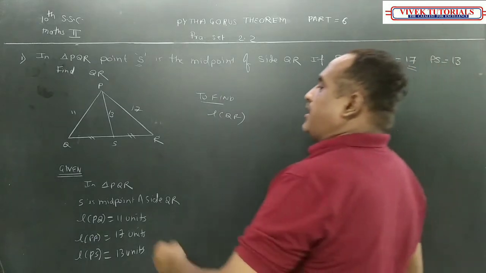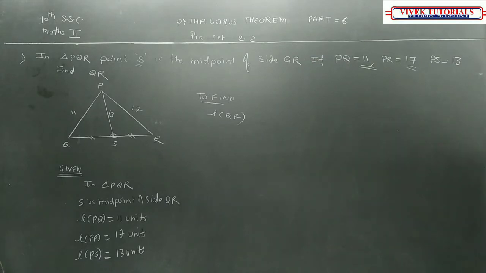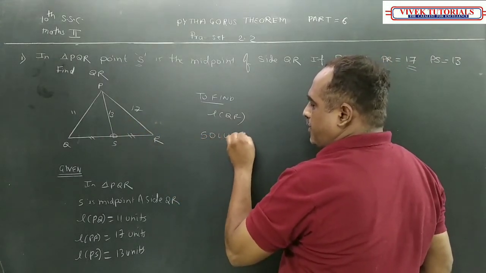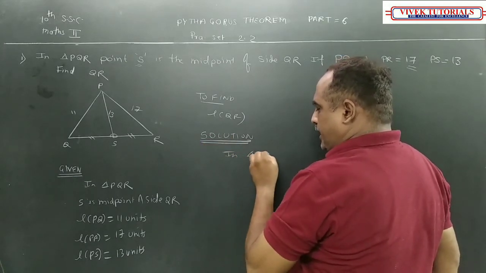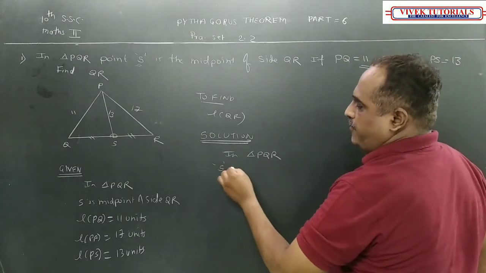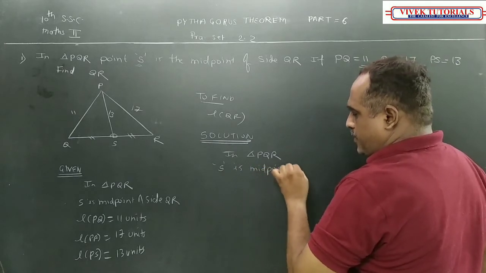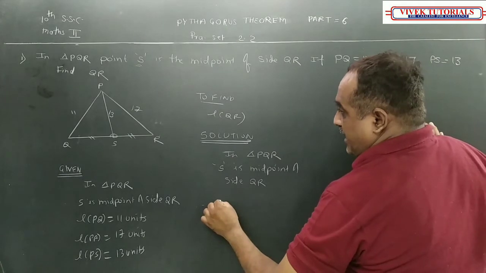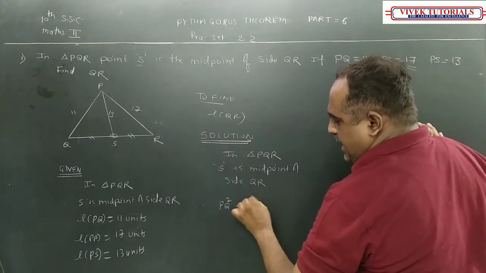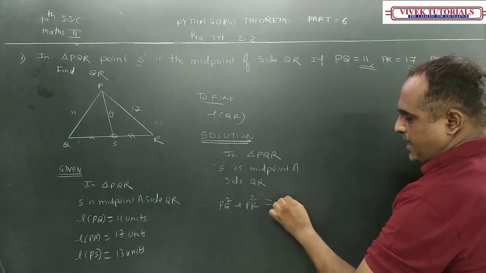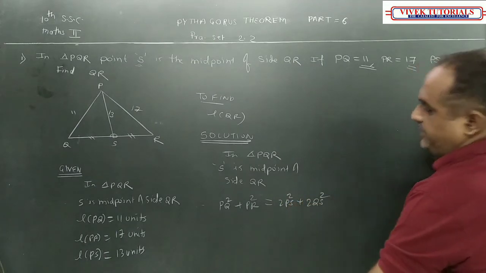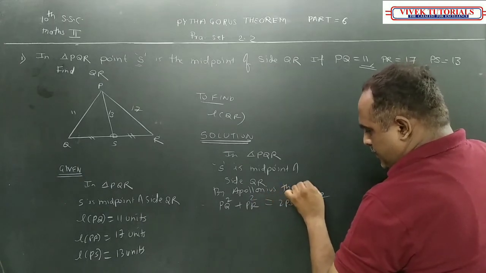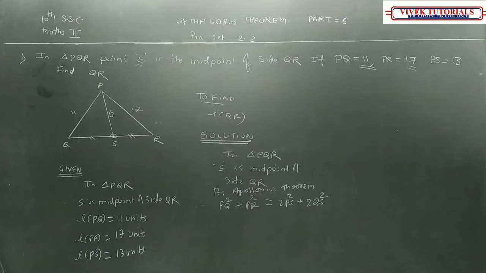See, when S is the midpoint of QR, then keep in mind you are going to apply what? Apollonius theorem. So when this is a median, or S is a midpoint, what could you write? Solution: in triangle PQR, S is the midpoint of side QR. Therefore, we can write PQ square plus PR square is equal to 2PS square plus 2QS square, by Apollonius theorem. Apollonius principle we used to call, now it is Apollonius theorem.